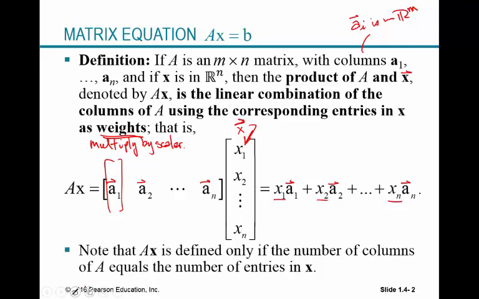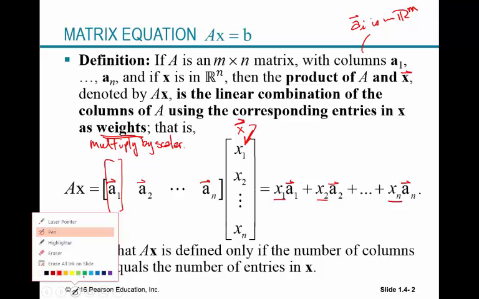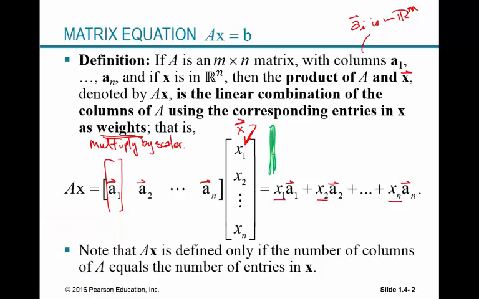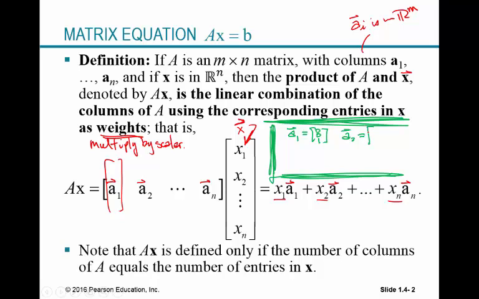Okay. Let me squeeze in an example, precisely the example that we were working on. So let's let A1 equal 0, 0, 1, and A2 equal 3, 5, negative 2. And then X.